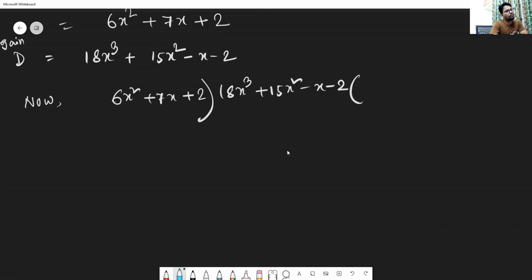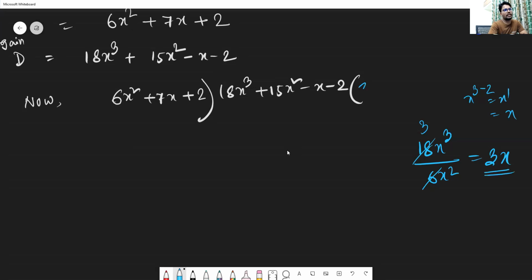Second step, identify the first term. This is 18x cube, and here the first term of the divisor is 6x square. Now divide, this is 3x. 18 divided by 6 is 3, x cube divided by x square. In division, the powers are subtracted. So x cube minus 2 gives x to the power 1. No need to write 1x. So this is 3 times x.